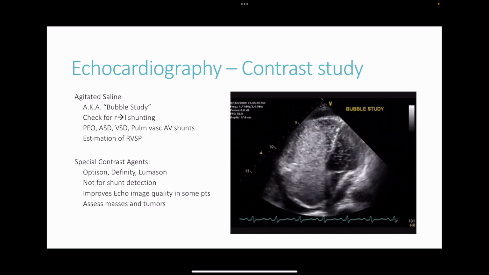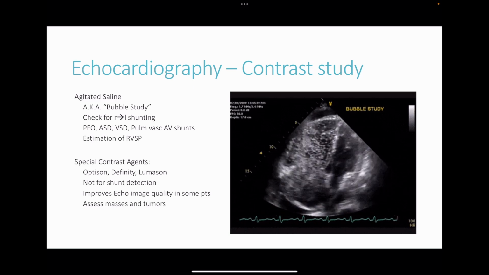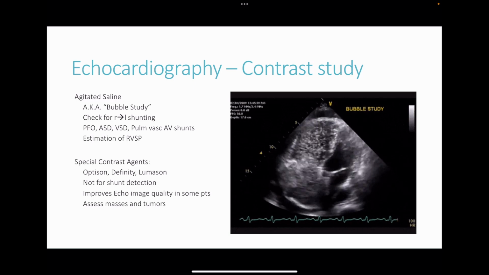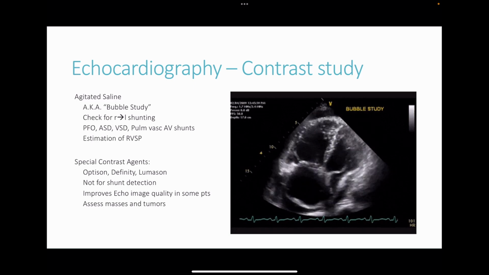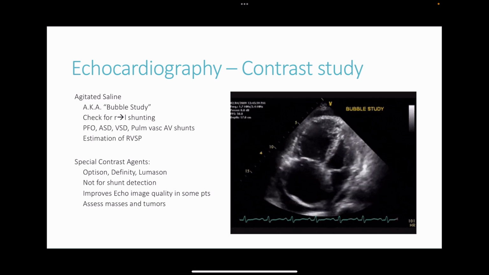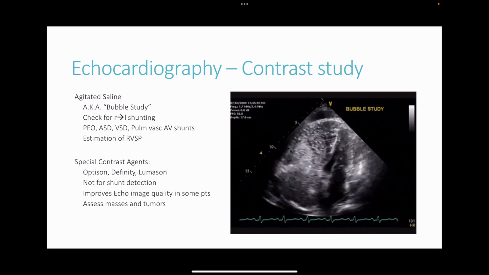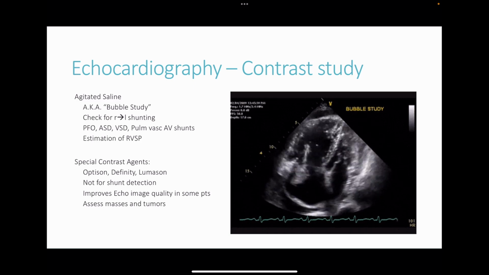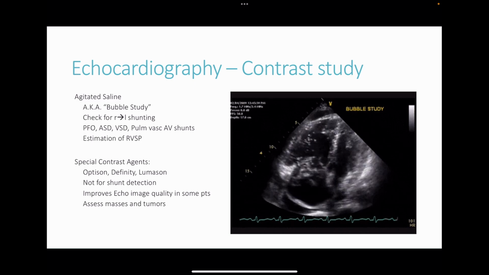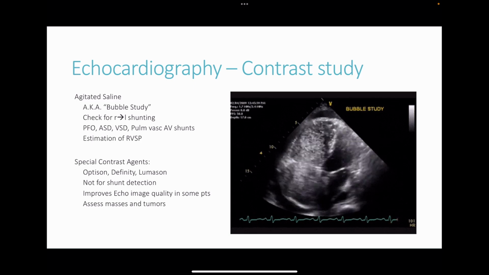What you're seeing is if there's a septal defect, where you have a communicating hole between the right ventricle and the left ventricle, a ventricular septal defect or an atrial septal defect, you'll see the bubbles go from one side to the other. They'll jump across. Because there's a communicating hole there, those bubbles will get across. That's when we do a bubble study.